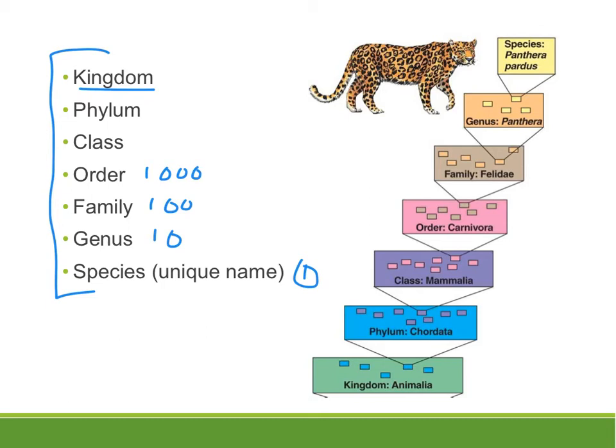Given an example here of our Panthera pardus, the genus would be Panthera, the family Felidae, so your other large cats, the order Carnivora, meat eaters, the class Mammalia, this is where mammals come in. We are also part of the Mammalia class, though we are not carnivores. The phylum is Chordata, creatures that have a spinal cord and a vertebral column. And then, of course, it's in the Animalia, or the animal kingdom.